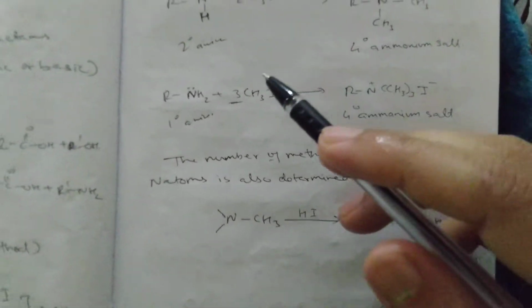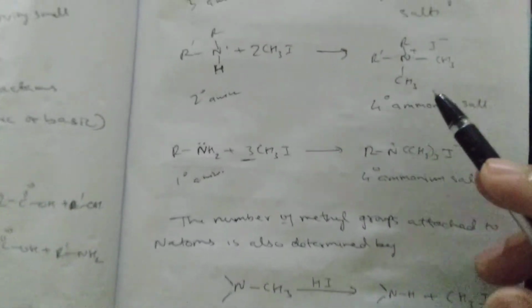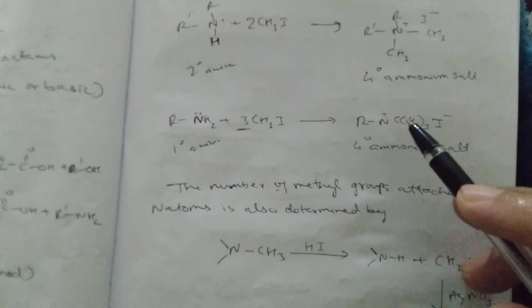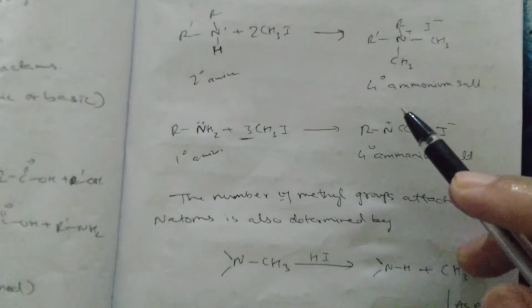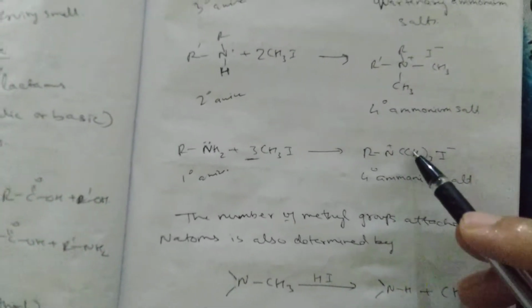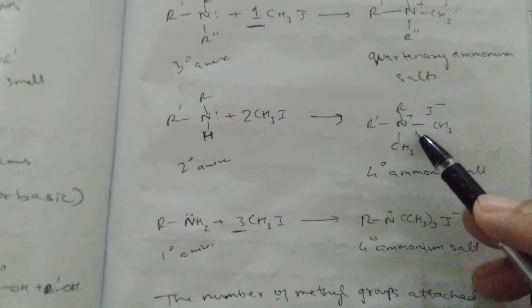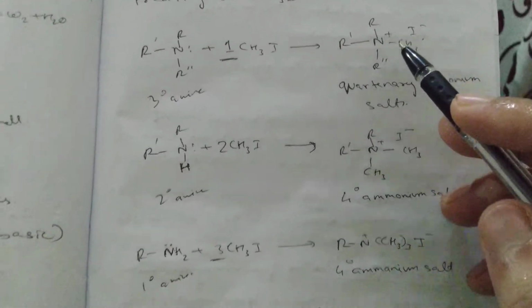One thing is, it's tough to find out how much you added, or when the reaction stopped. So what you do is you allow the quaternary ammonium salt to be formed. Now you have added CH3I, so you see how many CH3 got added. If 3 got added, you know it was primary. If 2 got added, it is secondary. If 1 got added, it was tertiary.